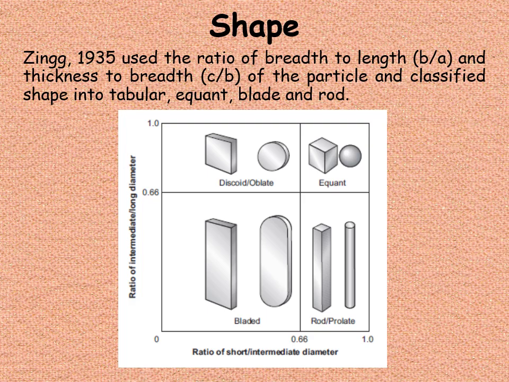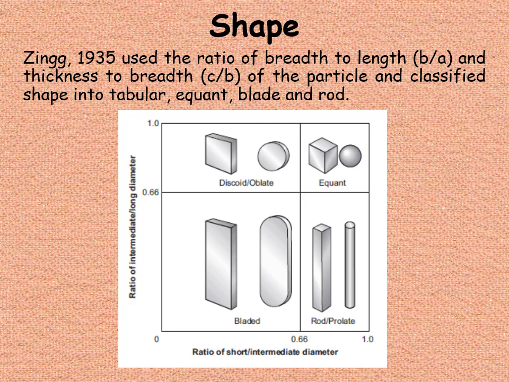Zing drew a biaxial diagram in which he took the x-axis as the ratio of the short axis by the intermediate axis, and along the y-axis he plotted the intermediate by the long axis. So on the x-axis he plotted the c by b ratio, and on the y-axis the b by a ratio. With these values, Zing proposed the shape differentiation of any sedimentary grain.